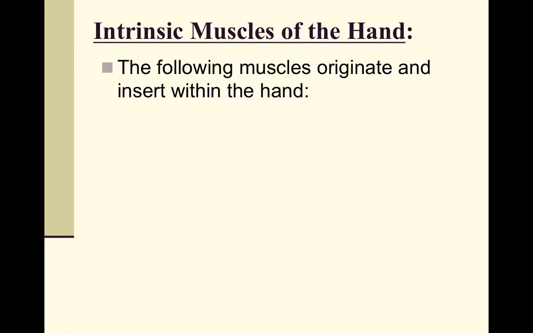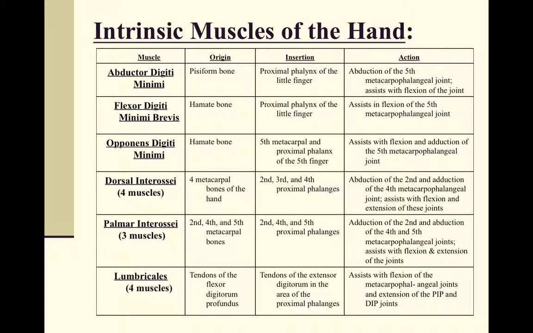Okay, intrinsic muscles of the hand. These start and end in your hand. There are a ton of them again. All I want you to know is, what does it do? So abductor digiti minimi, what does it do? It abducts the fifth MCP joint. It abducts your pinky. Okay, what does the flexor digiti minimi brevis do? Flexes the fifth finger. What does the opponens do? It helps that pinky touch the thumb. Okay, so kind of that sort of thing.